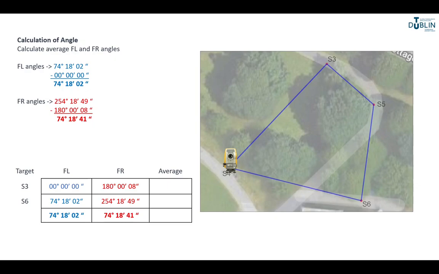So next we're going to calculate the average face left and face right readings. So we have the difference between the face left angles. We're going to subtract the difference between the face right angles, then divide that number by 2. Then we're going to add that number to whatever the smaller angle is. In this case, it's going to be the face left angles because it's 74 degrees, 18 minutes and 2 seconds, which is obviously less than 74 degrees, 18 minutes and 41 seconds. Once we calculate all this out, we're getting an average face left, face right angle of 74 degrees, 18 minutes and 26 seconds.